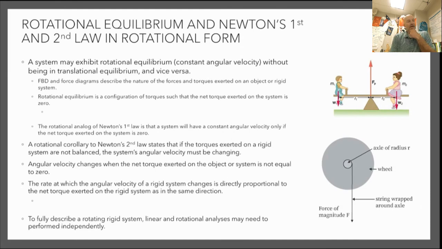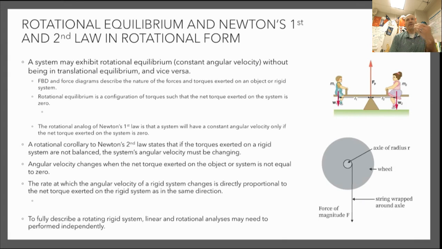So whenever we have a system exhibiting rotational equilibrium, that means there's going to be a constant angular velocity. Okay, and it can be without being in translational equilibrium and vice versa. So when we did it way back in Unit 2, we created what are called free body diagrams. Now we may have to create what are called force diagrams, or sometimes I refer to them as rigid body diagrams.